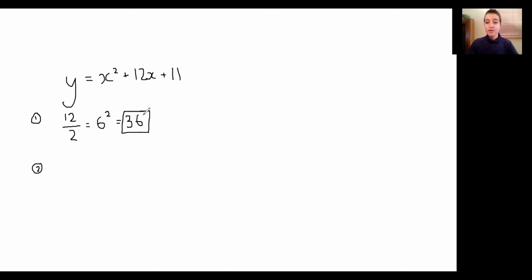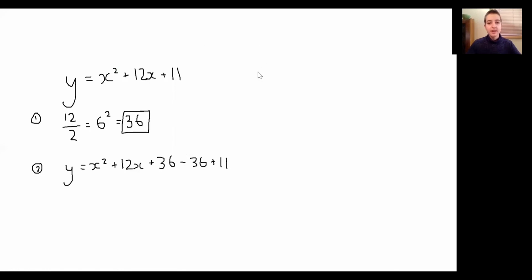Next step is we're going to insert that number into our equation, but we're not going to change the equation at all. So we still have y equals x squared plus 12x. And in between those last two terms, we're going to add this number and subtract it. So we're going to add 36 and then subtract 36 and then continue on with the equation. So we still have our plus 11 at the end. So I haven't changed the equation at all. I've kind of compensated for what I've changed. I've added 36, taken 36 away. It hasn't changed the equation at all. We've just chucked some extra numbers in there so that we can work with it a bit better.